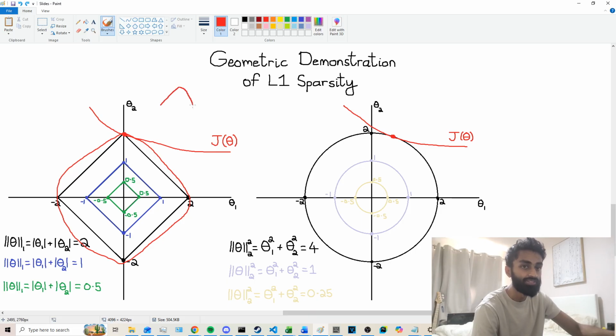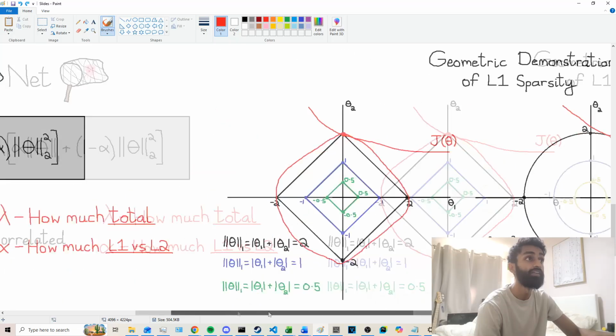Even though it's not a complete diamond, it still has a point of non-differentiability here. I'm not representing it very well, but that means tangents will still catch on it even though it's smoothed out a bit. So you still get that sparsity property. So if that's what you want, that's a pro of elastic net.